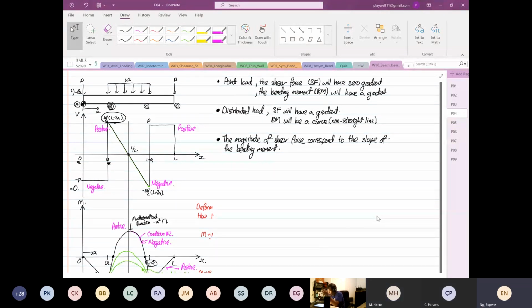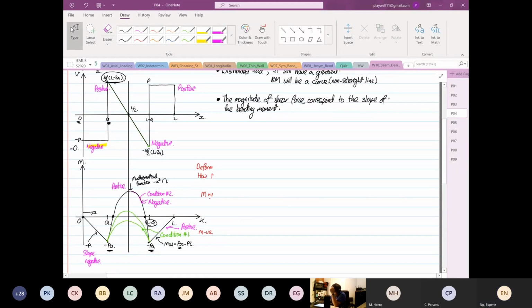So the magnitude of the shear force corresponds to the what? The magnitude of the shear force corresponds to the slope of the bending moment. So what you can see down here: negative magnitude, negative slope. Positive magnitude, positive slope. Negative magnitude, negative slope. Positive magnitude, positive slope. Can you see that? Yes?